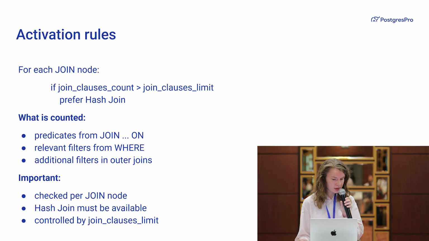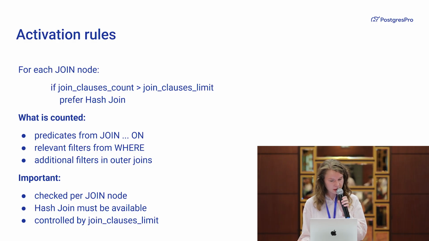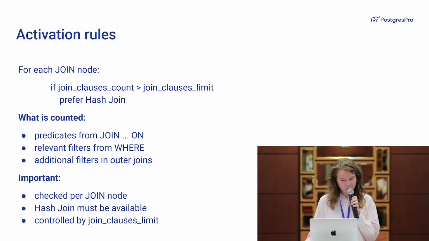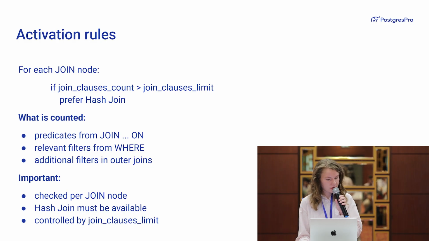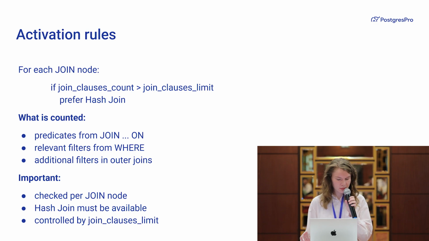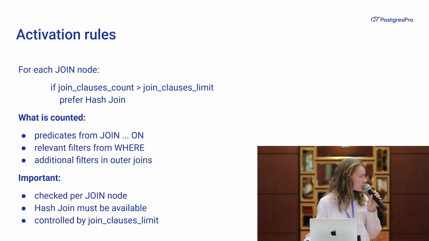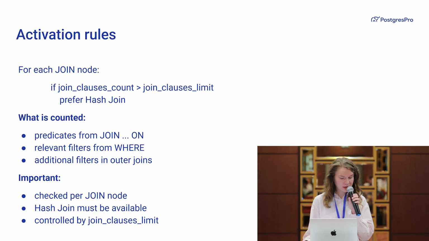The rule is based on the number of relevant clauses in a join. We check each join node separately, and if the number of clauses is higher than the limit, the planner is guided toward hash join. We don't count only equality clauses. Relevant filters and filters in outer joins may also increase this uncertainty, so we also consider them. And of course, hash join itself must be available, because if it is disabled, the planner cannot choose it.